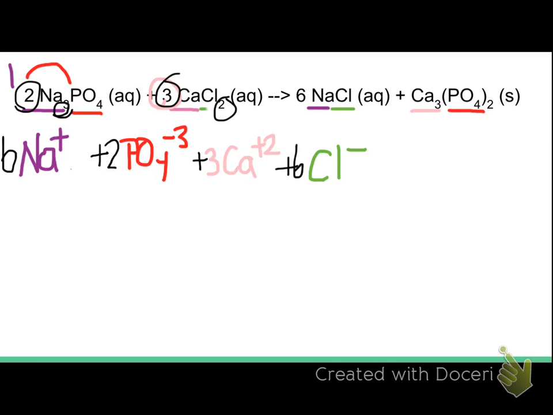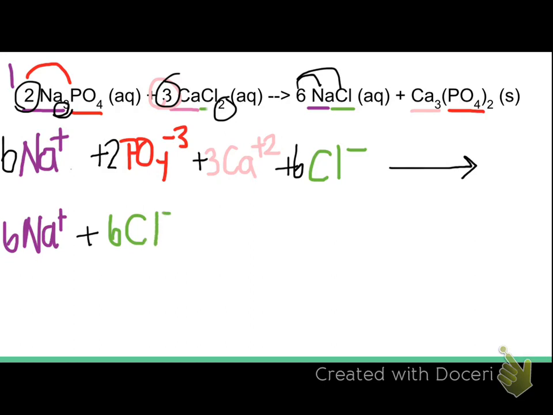Okay, so all I did was break everything apart into ions. So that's our reactant side. Now we'll do our product side down here. So looking at our sodium first, I have 6 Na+. And then we move on to our chlorine. Remember, this distributes out. So now I have how many chlorines? I have 6 Cl-.